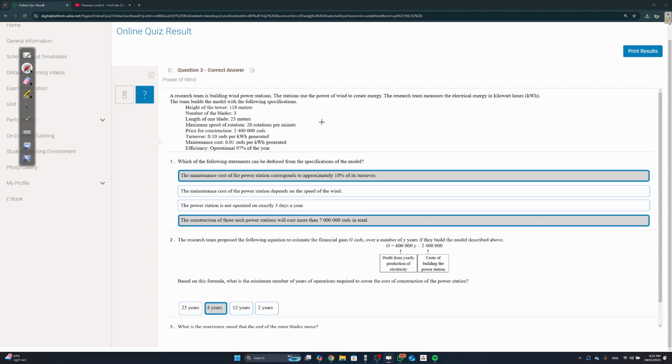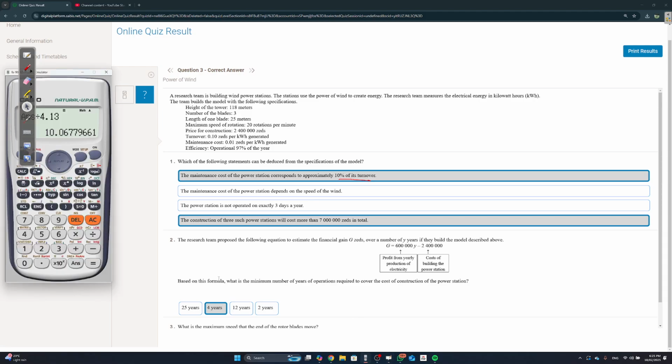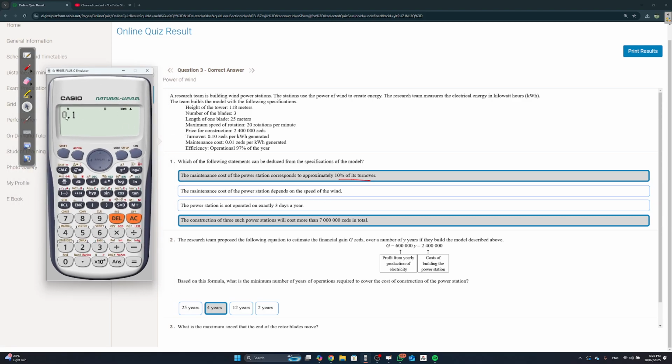Which of the following statements can be deduced from the specifications of the model? Let's see. The maintenance cost of the power station corresponds to approximately 10% of its turnover. What is the turnover? Turnover is 0.10. What is 10% of 0.10? You guys know to find 10%, you write 0.1, or some people write 10 over 100. That's completely fine.